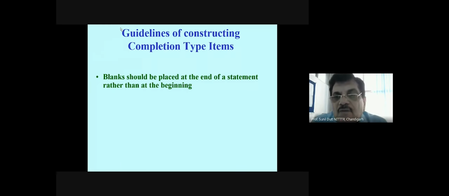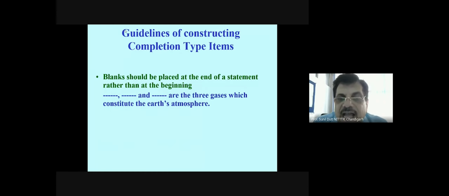Blank should be placed at the end of a statement rather than at the beginning, because if you put the blank in the beginning, the student has to spend more time in understanding the nature of the question. If I ask, dash, dash, and dash are the three gases which constitute the Earth's atmosphere, this is not a good item. You should write, the three gases which constitute the Earth's atmosphere are dash, dash, and dash. So always, don't keep the blank at the beginning. You can keep the blank at the end or in between the sentence.